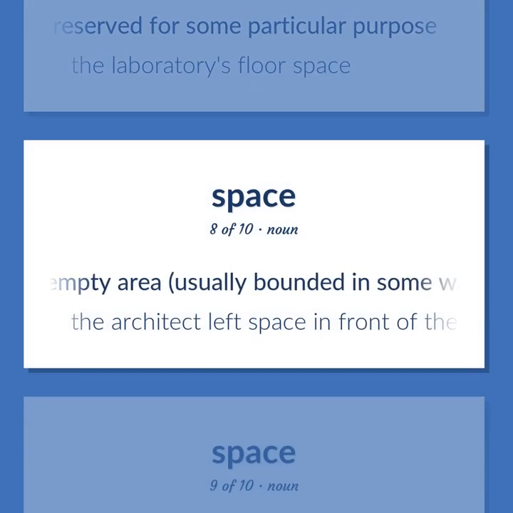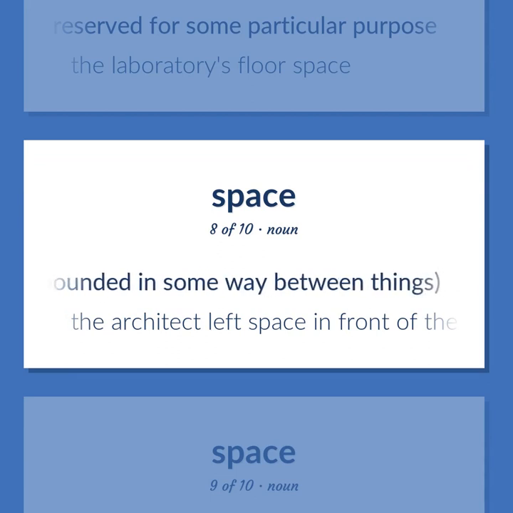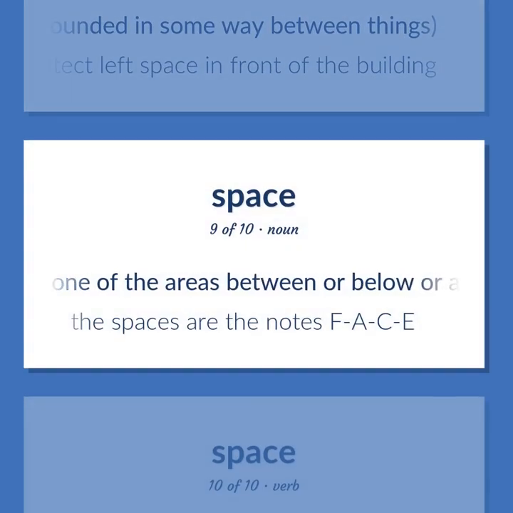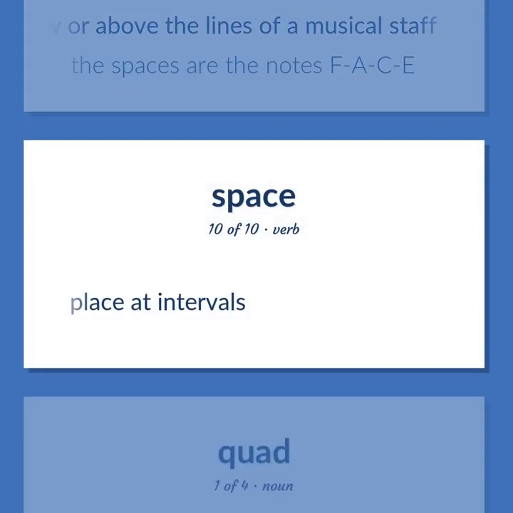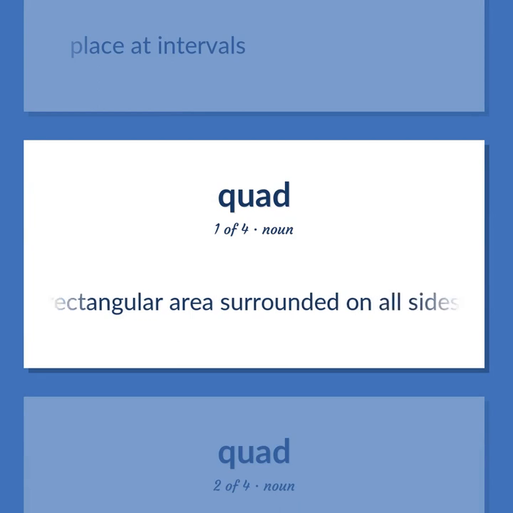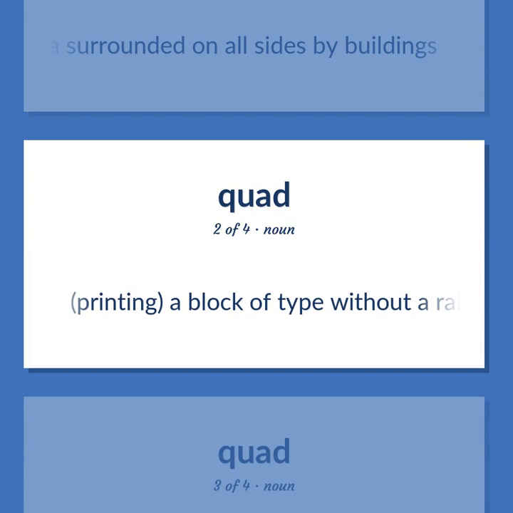An empty area, usually bounded in some way between things. The architect left space in front of the building. One of the areas between or below or above the lines of a musical staff. The spaces are the notes FACE. Place at intervals. A rectangular area surrounded on all sides by buildings. Printing. A block of type without a raised letter, used for spacing between words or sentences.